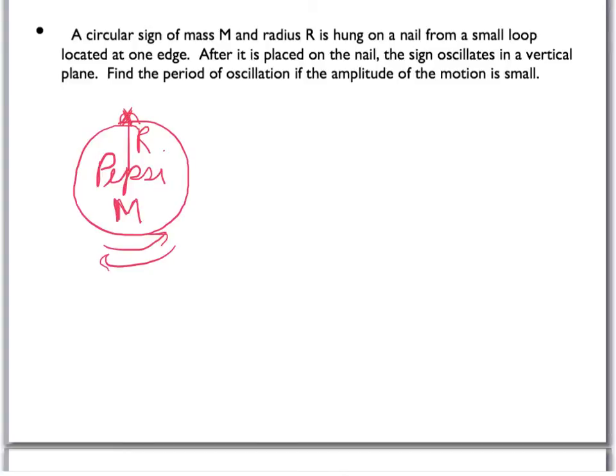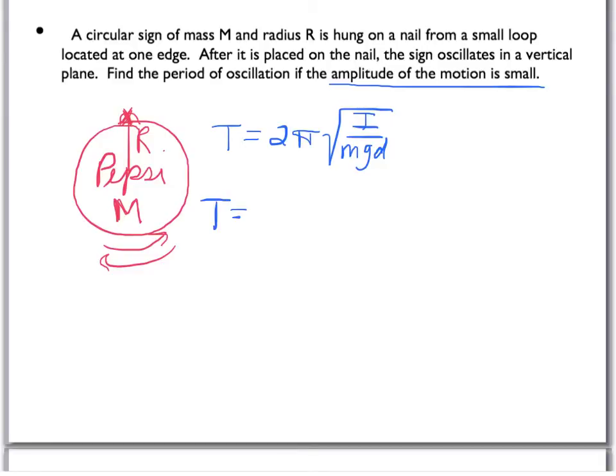Now our goal, again, is to find the period of oscillation if the amplitude of the motion is small. Them telling us that the amplitude of the motion is small is basically saying that you can, in fact, apply the small angle approximation, and our equations from the last slide will all apply. Now remember that equation that I gave you for period on the last slide for a physical pendulum was 2 pi times the square root of I over mgd. Now we need to find those values so that we can plug them in.